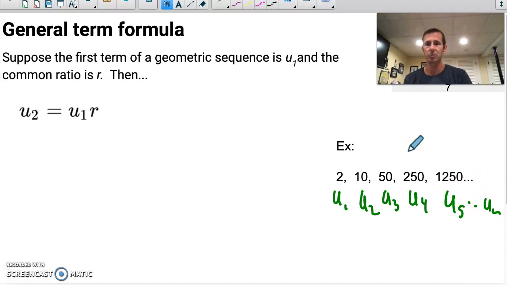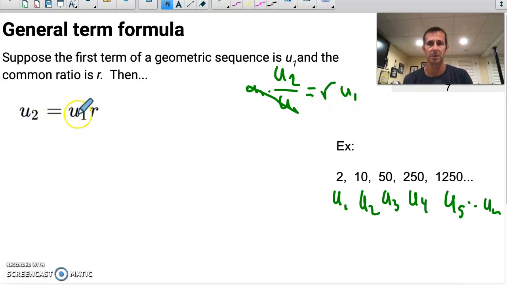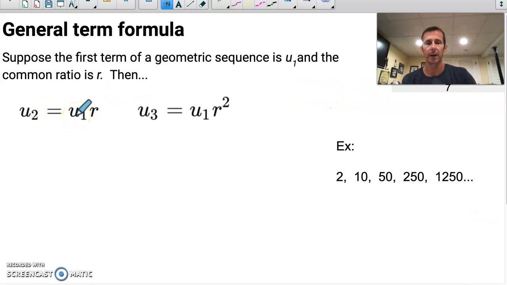So if this is true, again, I'm going to do a little manipulation of values. If I were to use the formula we already talked about, that's saying that the second term divided by the first term is my common ratio. And notice that if that's the case, if I were to multiply the u1 away from both sides, I would get my second term, which is u1 times r, which is what this is saying. And if I keep going with that idea, the third term would be the first term times the ratio squared.